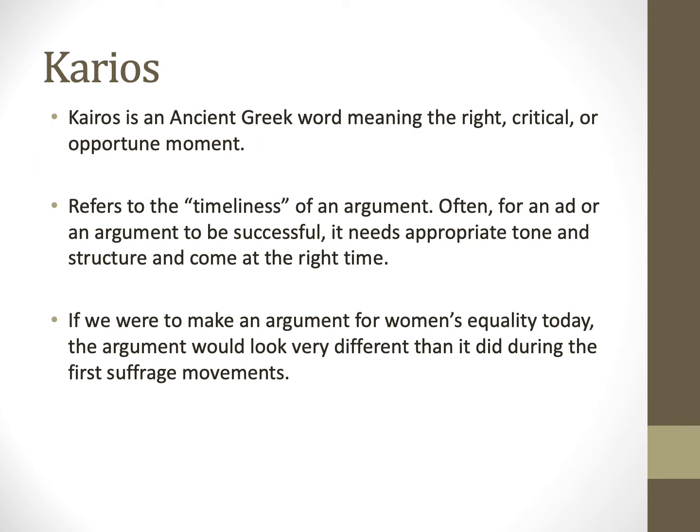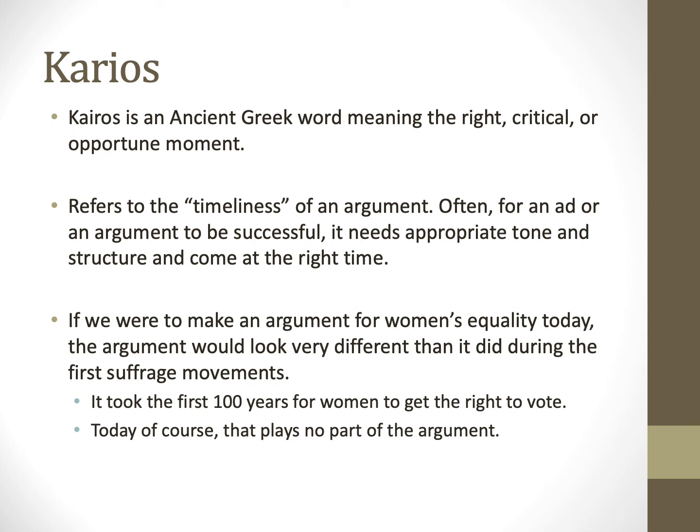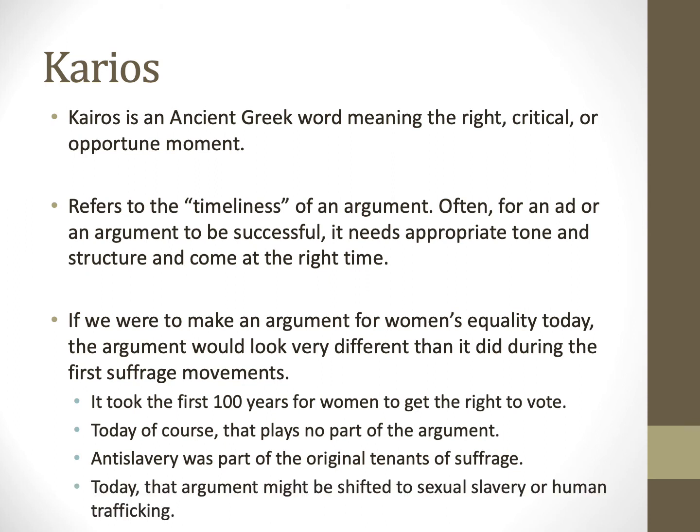So if we take an argument from history, like women's equality, it would look very different today than it did during the suffrage movements. It took more than 100 years for women to get the right to vote. Obviously, that's not part of our argument anymore. However, anti-slavery was part of that original argument of suffrage, and we can still use that argument and move it slightly from slavery to sexual slavery or human trafficking.